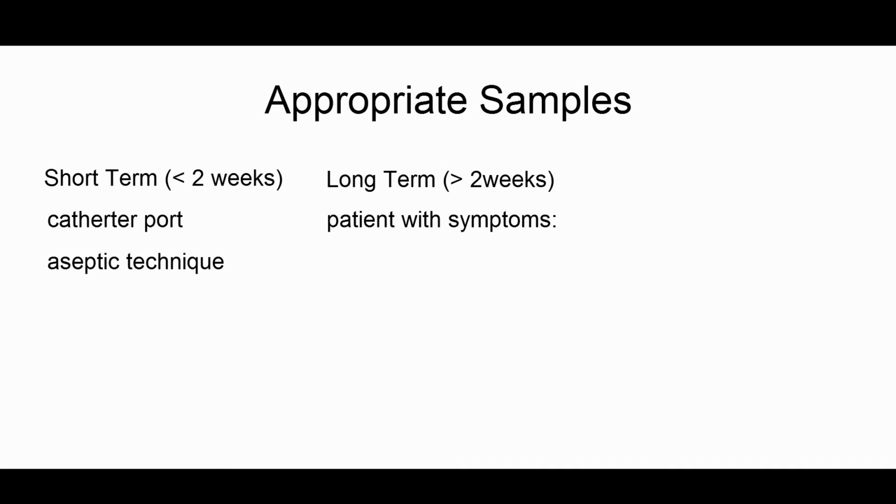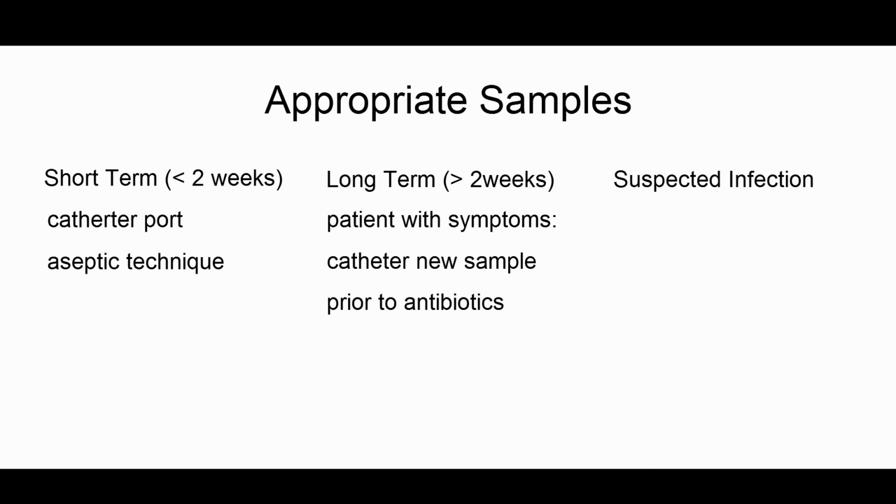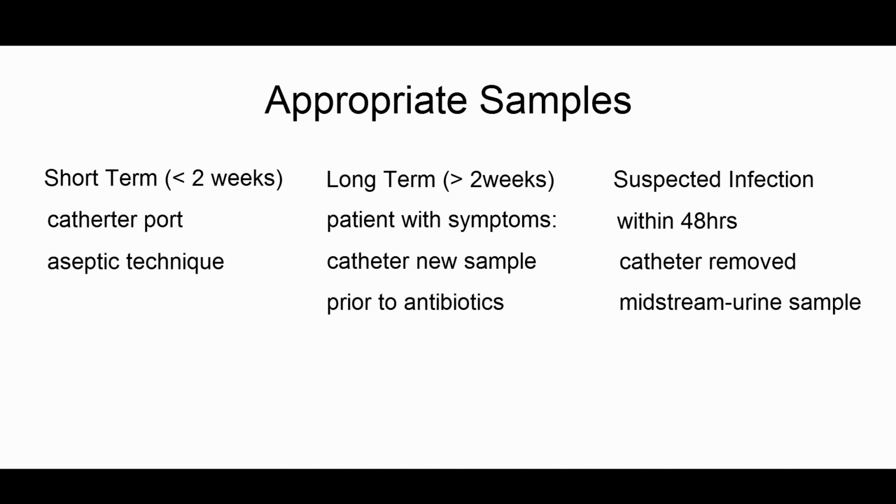If the patient with symptoms suggestive of CAUTI still needs an indwelling catheter, urine cultures should be sent from a newly placed catheter prior to starting empiric antibiotics. In patients in whom infection is suspected, who had a catheter removed within the last 48 hours, a midstream urine sample should be collected. Collecting appropriate urine samples will allow you, the clinician, to accurately interpret the culture results.